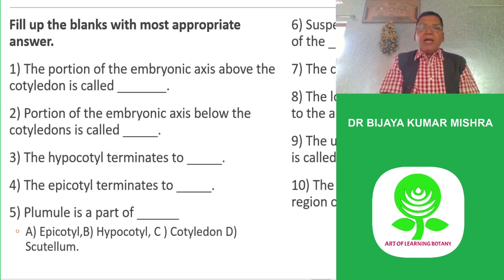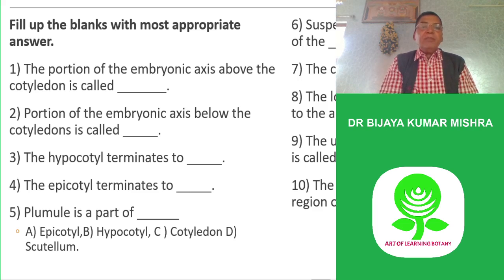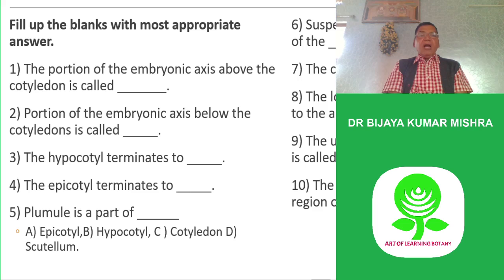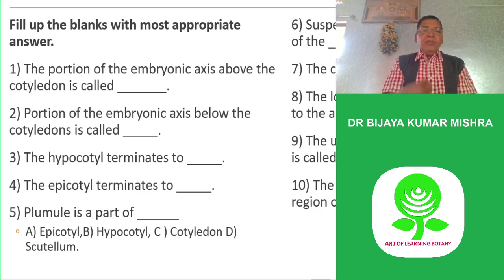appropriate words or answer. The portion of the embryonic axis above the cotyledon is called epicotyle. The portion of the embryonic axis below the cotyledon is called hypocotyle. The hypocotyle terminates to radicle. The epicotyle terminates to plumule. The plumule is therefore a part of what? Epicotyle. Definitely. Now coming to the sixth question.